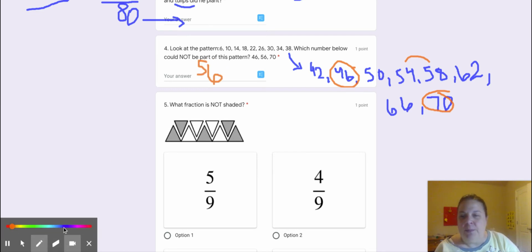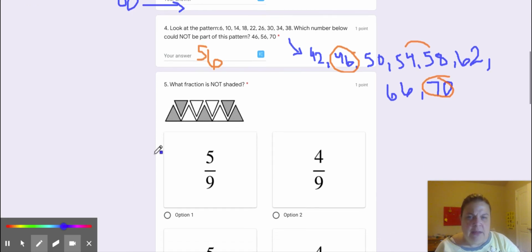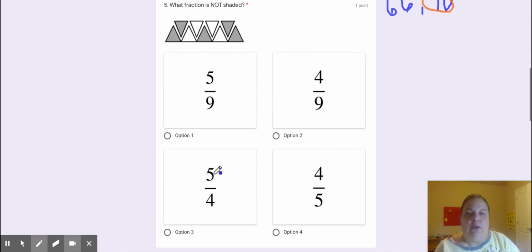All right, I'm going to go back to my blue, and let's look at number 5. Several of you put option 1 for number 5, but it says not shaded, which means I'm looking for how many are white. There are 4 triangles that are white, and there are a total of 9 triangles. So this was the correct answer, 4/9.